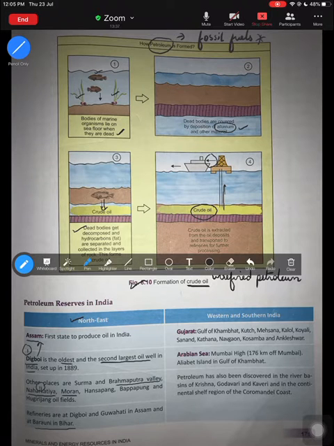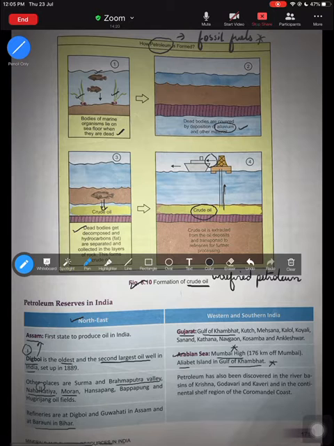Now, moving to western and southern India, Gujarat is one very popular state where petroleum reserves are located, and one you can remember is the Gulf of Khambat. And in the Arabian Sea, Mumbai High is very, very important. Mumbai High is a very important oil field in the Arabian Sea. And I'm sure you've heard about the oil spill that took place in the Arabian Sea at Mumbai High, and how it affected the economy to a great extent. Aliyabet in the Gulf of Khambat. So you have to remember each region and each place. In the Arabian Sea, it is Mumbai High. Aliyabet in the Gulf of Khambat.